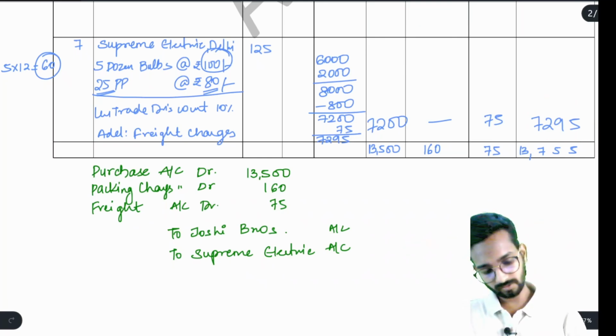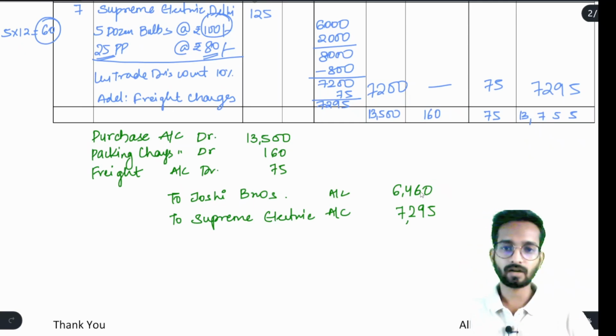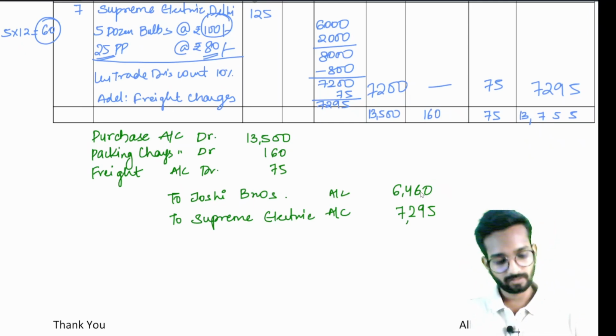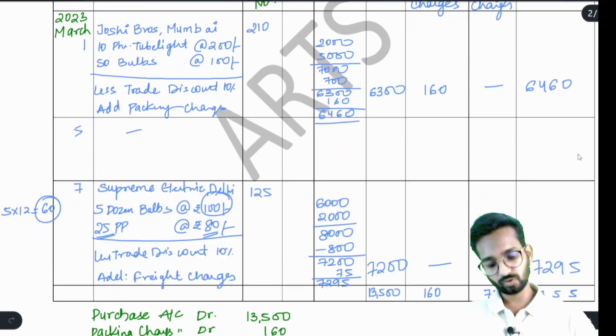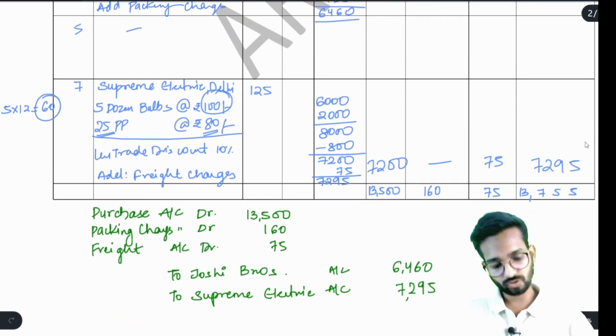So I will write here 7,295, and for Joshi Bros the amount is 6,460. 6,460, and this is how our journal entry tallies. Just focus again. Whatever we have purchased from Joshi Bros and Supreme Electric, only two parties. So you will mention that Joshi Bros and Supreme Electric are your creditors now.